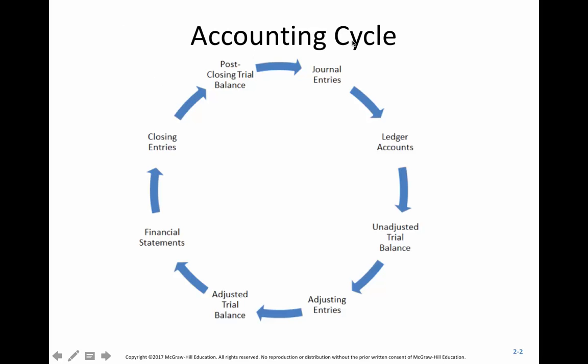The cycle looks like this, and you start up at the top here with the journal entries. Making a journal entry involves having to analyze a transaction and asking yourself the question, is there a change in the balance sheet because of this transaction? Meaning, was an asset account impacted? Was a liability account impacted? Was there any effect on owner's equity?